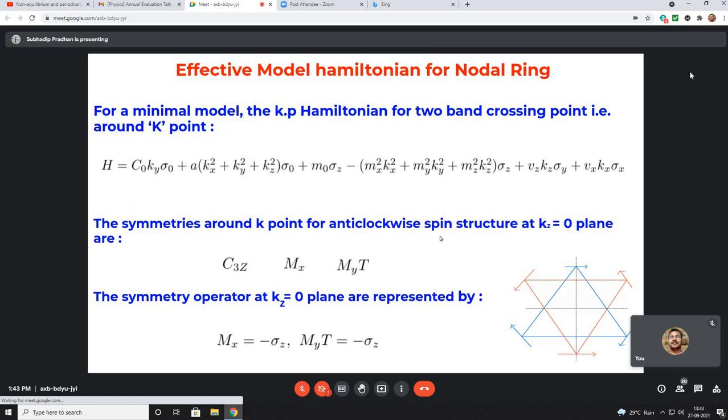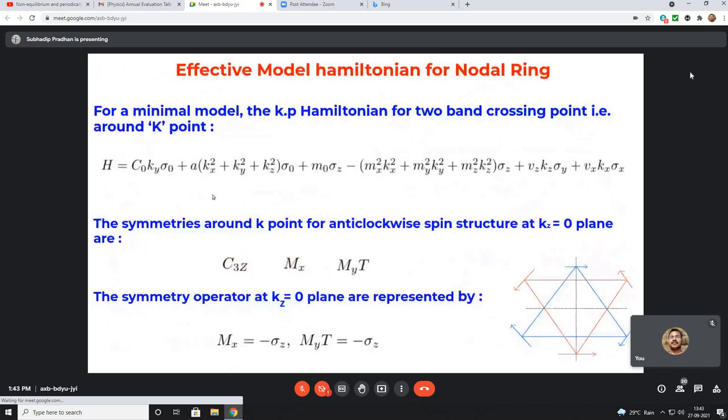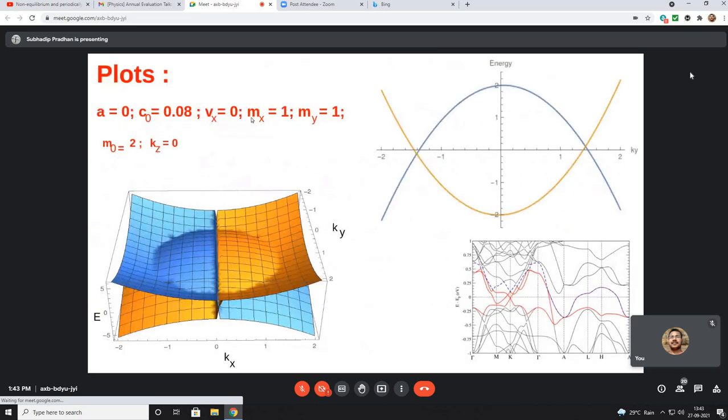Now to see the dispersion from this effective Hamiltonian, when we put the value of A equal to 0, do not take this term, and put mx, my, kz equal to 0, so mz we do not need, then we will get the equation of a ring, which is just kx square plus ky square equal to m0 square. So that is the equation of a ring for this particular Hamiltonian, the dispersion.